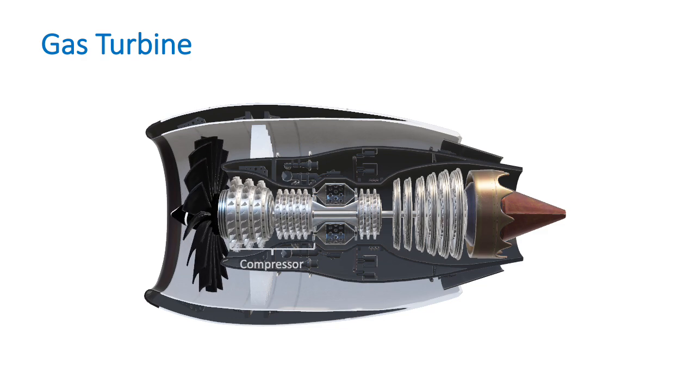The first is the compressor, where air which is taken in is compressed. The second part is a combustion chamber, where fuel is added and ignited. The third is a turbine, where work is done which drives the compressor.